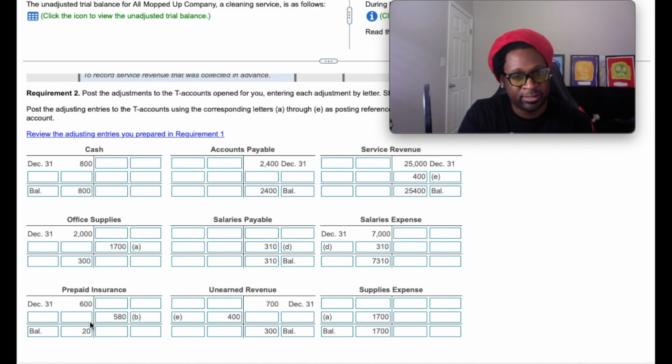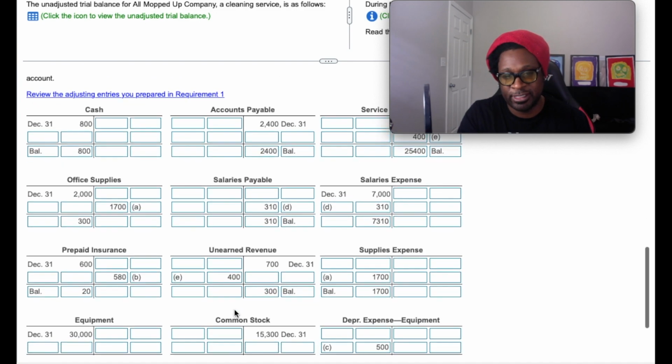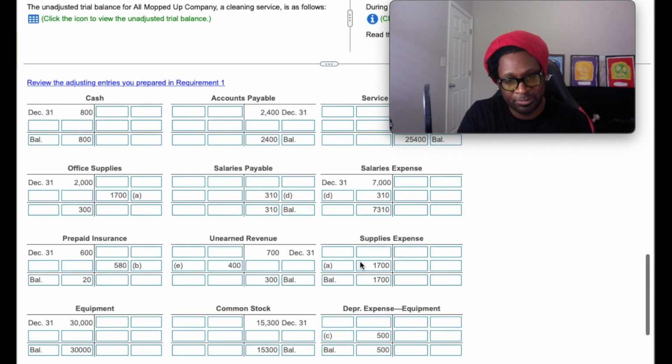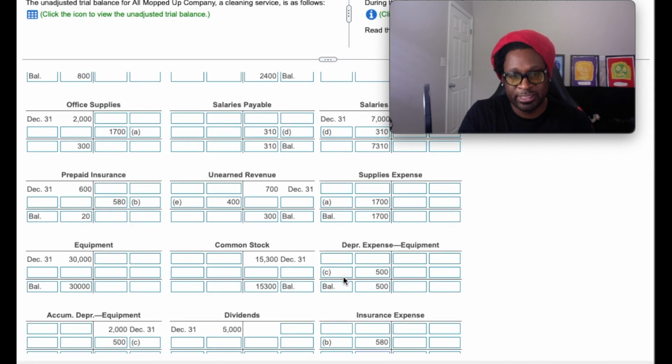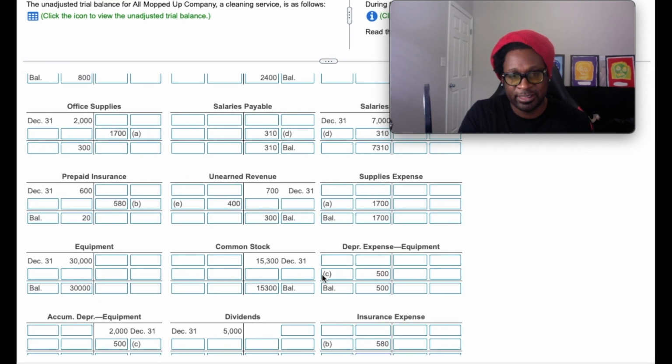We had some prepaid insurance that was used. So we have to credit our prepaid insurance by $580. We also had some unearned revenue that was earned, which means we had to debit the unearned revenue for $400. We already said our supplies were used. That's why we have a debit to supplies expense for $1,700. And we had some depreciation we had to account for. So we had to debit depreciation expense for $500 and credit accumulated depreciation for $500 as well.